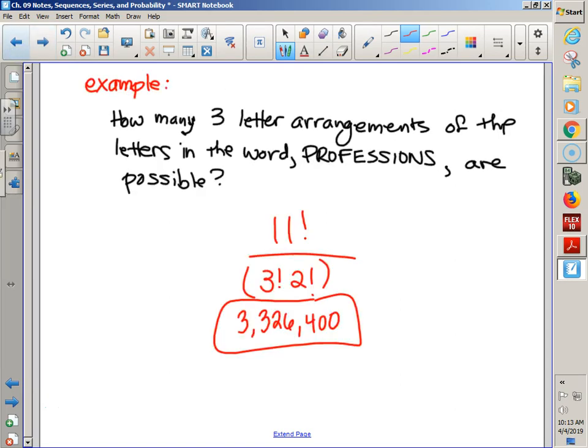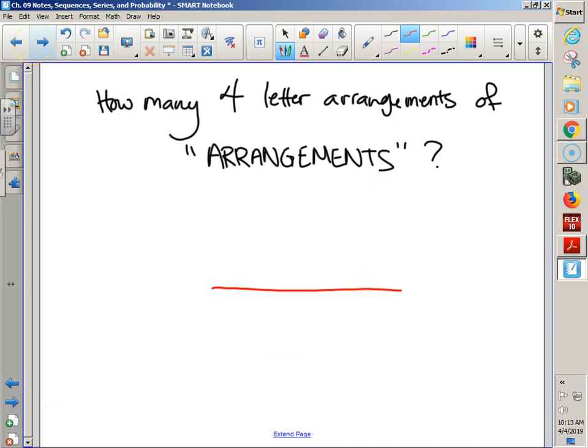The 3 and the 2 was golden. So what would you do for your repeats here? How many repeats do we have? 4 repeats. 2 A's, 2 R's, 2 N's, 2 E's. We have A's and R's and N's and E's. Are there any more that are repeated?